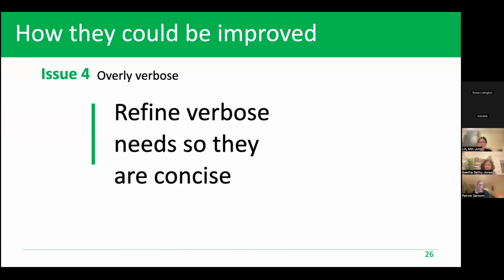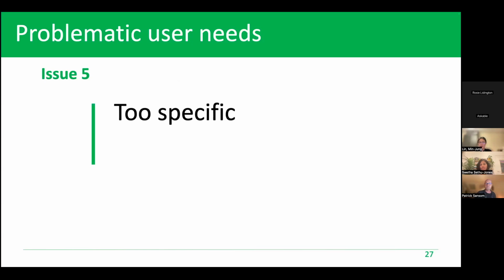What do we do about that? Well, kind of obvious when you think about it. Refine verbose needs so they are concise, but still make sense. Remember, a need is just a summary statement. It's just one sentence. You can't get everything in there and make it make sense. So what do we do in that situation? Well, write the best you can, make it concise but meaningful, and then additional details should be provided to support the need and give it context. And I'm going to mention some more on that later.